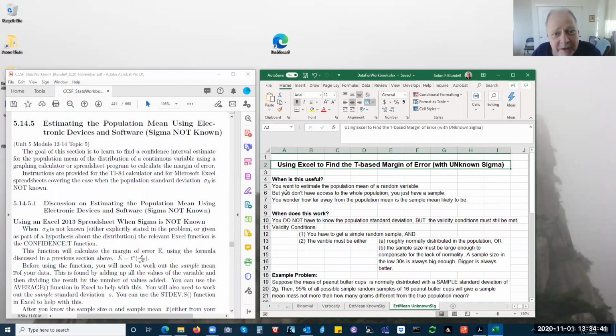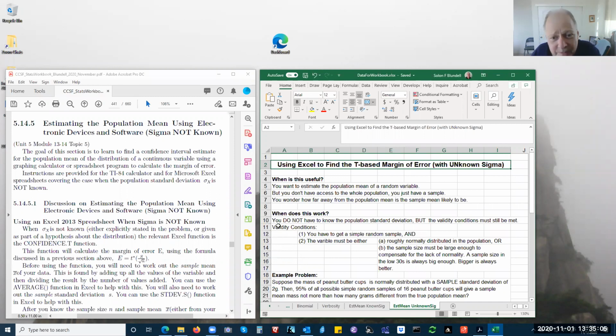When is it useful? We want to estimate the population mean of a random variable. We don't have access to the whole population. So you're going to get a sample mean, and you wonder how close is it likely to be to the truth? What's the distance between the sample mean and the population mean? What's that distance likely to be?